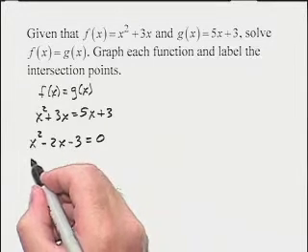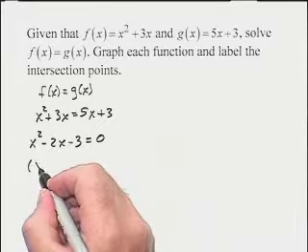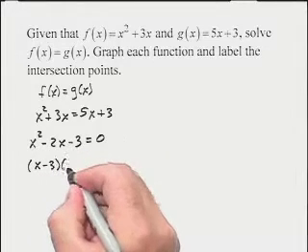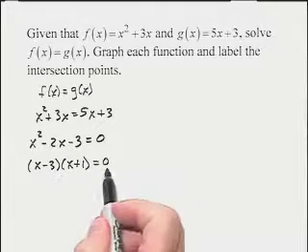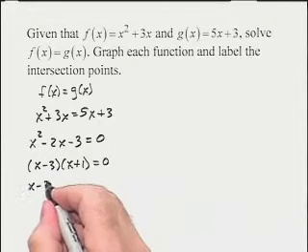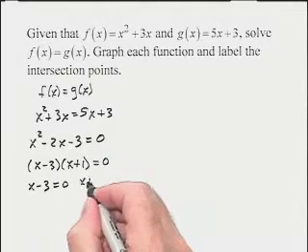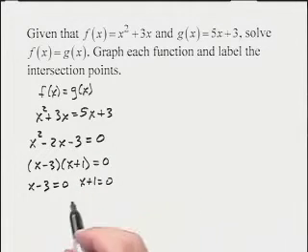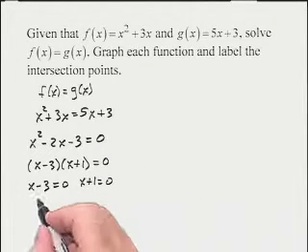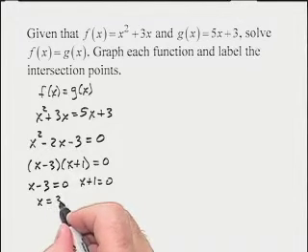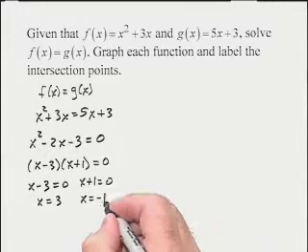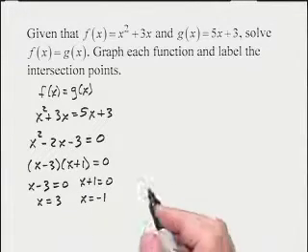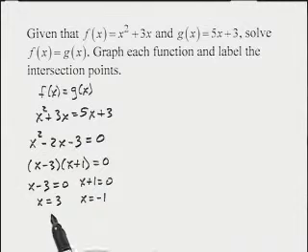We can solve this by factoring. We'll factor the left side as x minus 3 times x plus 1 equal to 0. We'll set each linear factor equal to 0. So x minus 3 equals 0, x plus 1 equals 0, and we solve these two linear equations. The first, we'll add 3 to both sides, get x is equal to 3. And the second, we subtract 1, so we'll have x equals negative 1. So f of x equals g of x when x equals 3 or x equals negative 1.